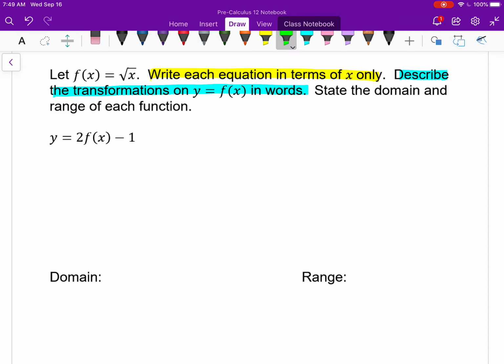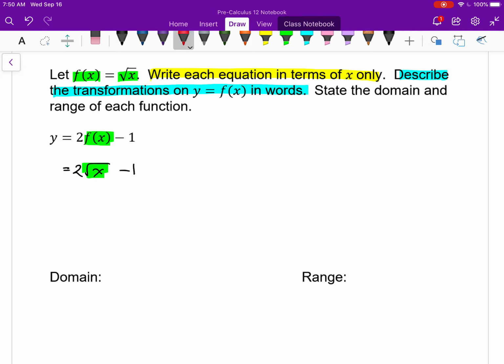All right, so first, I'll do the equation. Remember, f of x is root x in this case. So the equation is 2 times f of x, which becomes 2 times root x, all take away 1. The take away 1 is not inside the radical because in function notation, it's not inside the function. There's my equation, right? That's the equation.